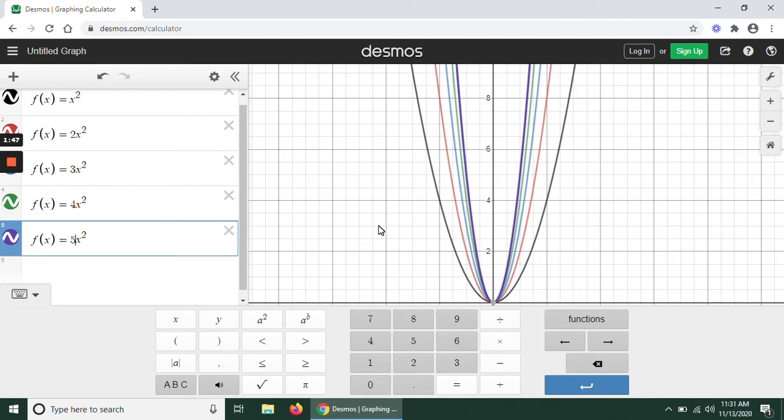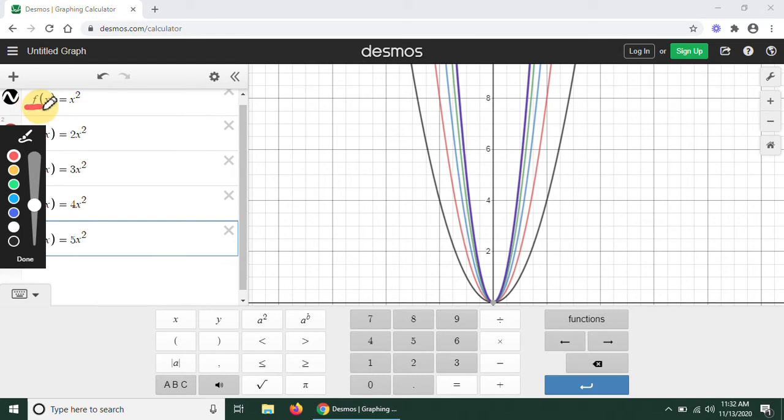I applied numbers to the outside of the original function. Let me make this clear, let me use red. So I have applied numbers to the outside of the original function.